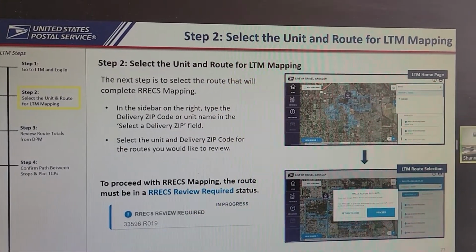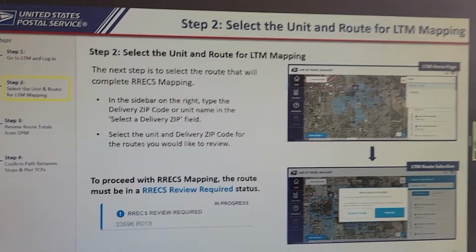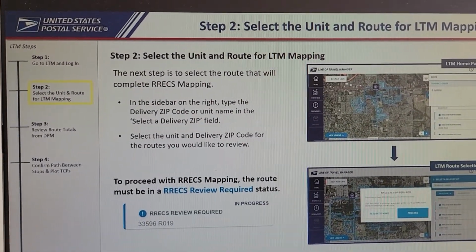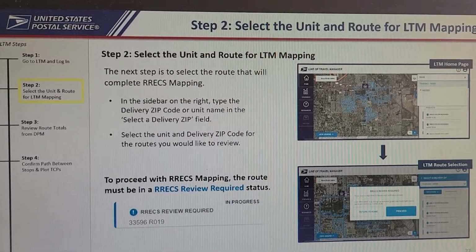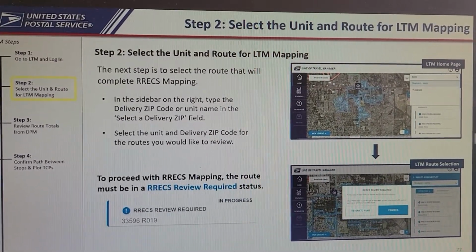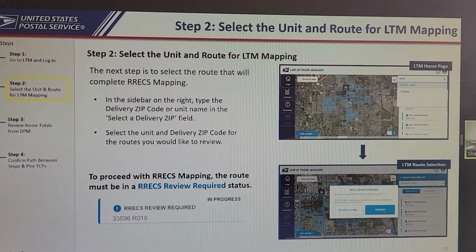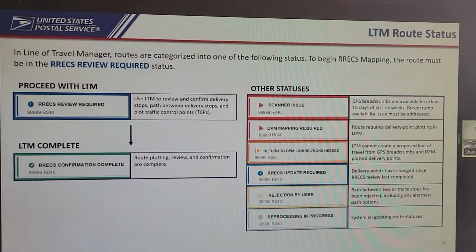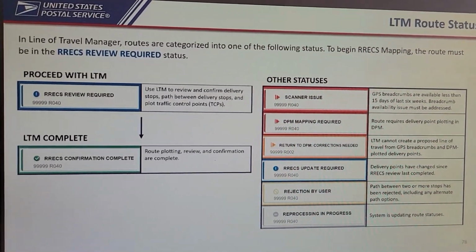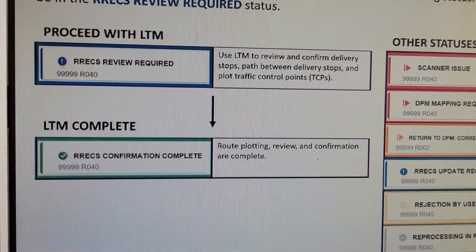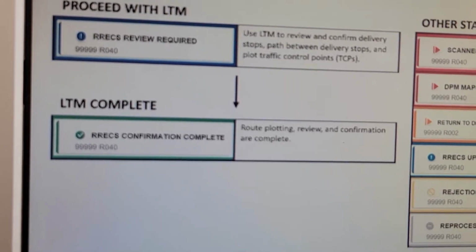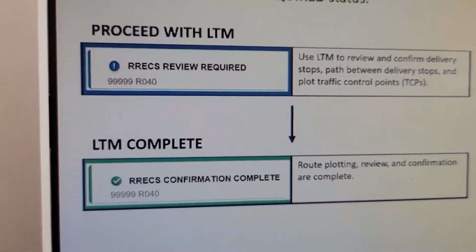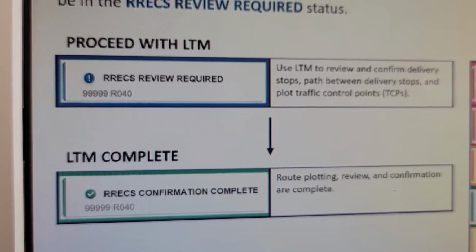Now, again, don't forget, you need to wait at least 10 minutes, minimum 10 minutes from the time you submit in VPN to the time that you go into LTM. We've got to give the system enough time to send all that data over for you. So if you see that blue REX review required status, that means you can proceed with LTM. And the end goal is getting to this green REX confirmation complete status. So again, that is the end goal for every route, all 81,000 of them.